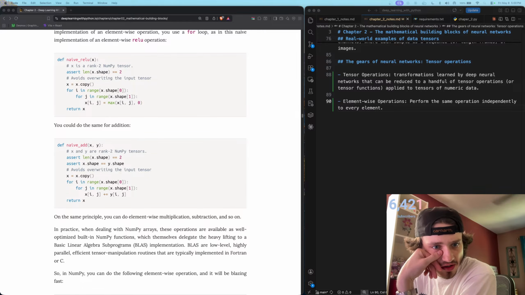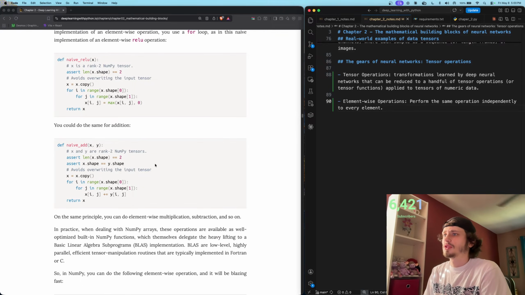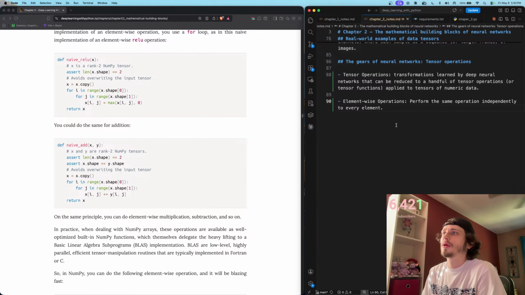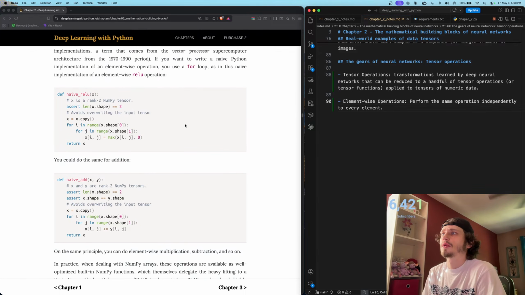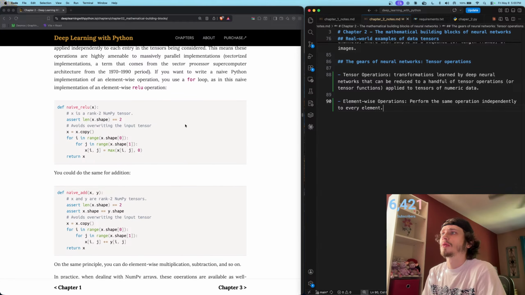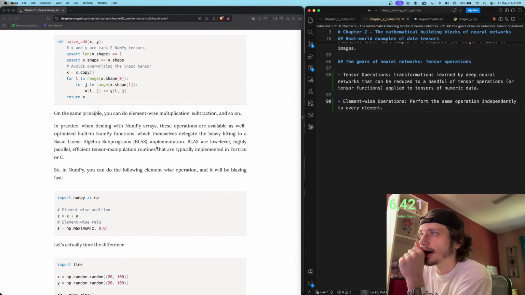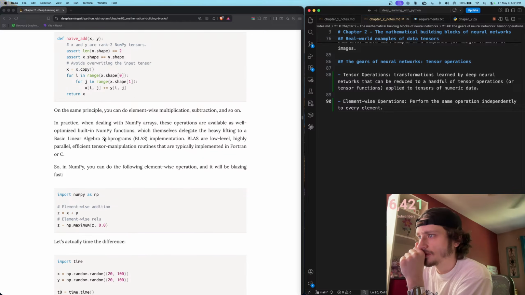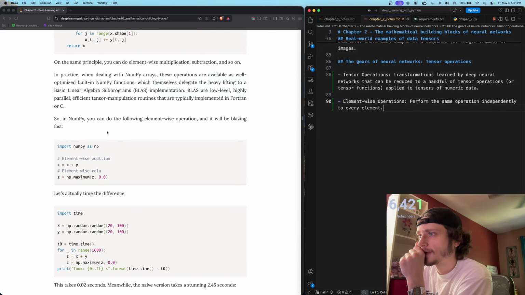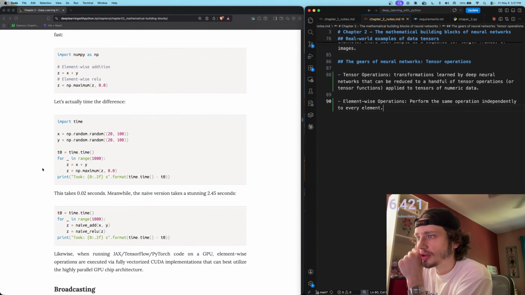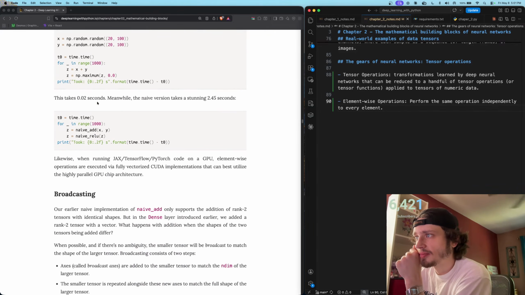So for example, with vectors A and B, an element-wise operation would be addition. And then an addition, you can also do it simply with NumPy rather than a loop. And remember, we timed it and saw that NumPy was much more efficient.